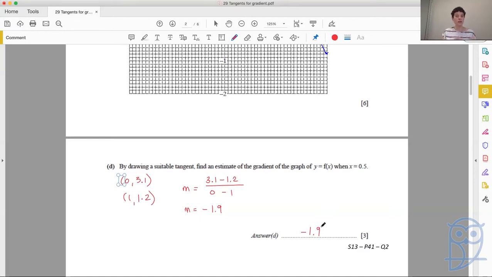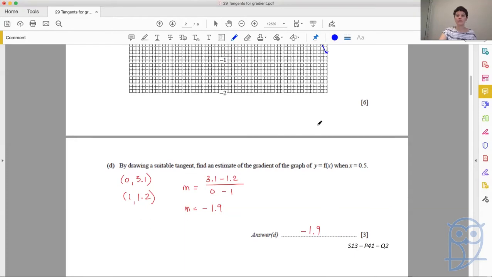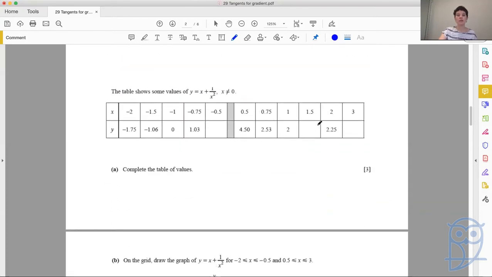So that's what we're doing each time we do one of these questions. And it doesn't matter how weird and wonderful the graph looks, the concept is always the same. So let's have a look at another one. Table shows some values of y equals x plus 1 over x squared when x doesn't equal 0. Okay, so it's a bit of an odd one, not something that we've really worked with. The quadratic in the previous example was far more familiar. It doesn't matter because the concepts are still the same.